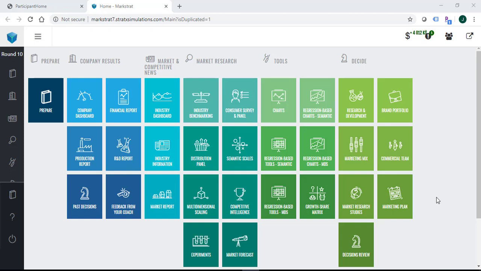Hello, in this short video, I'm going to show you how to use the multi-dimensional scaling market research study in the MarkStrat simulation game version 7. Once you log into your MarkStrat simulation game, you will see the main page like this, and in the middle are the market research panels, and you can click the multi-dimensional scaling button.